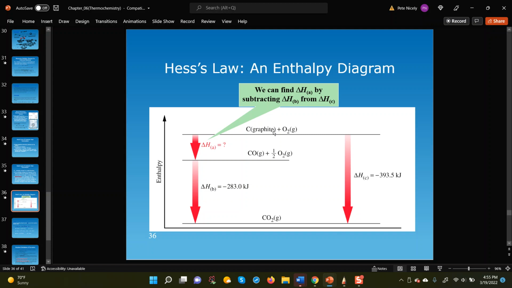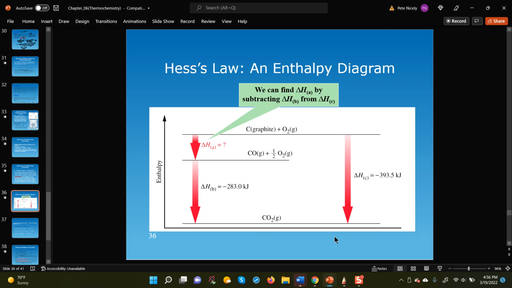So therefore, to find this value, basically all we have to do is find the difference between minus 393.5 and minus 283.0, and that will give you the delta H value for the formation of carbon monoxide. In fact, let me do that right now.